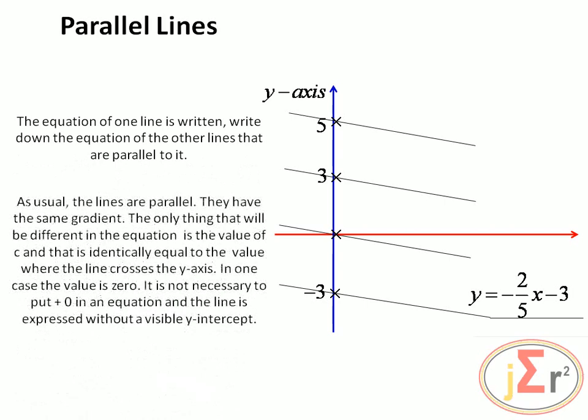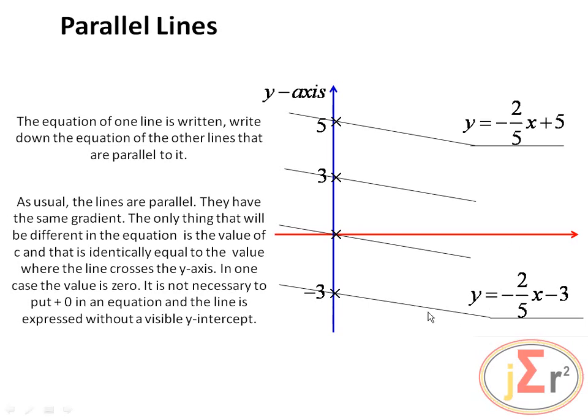As usual, the lines are parallel. They have the same gradient. The only thing that will be different in the equation is the value of c, and this is identically equal to the value where the line crosses the y-axis. In one case, the value is 0. It is not necessary to put positive 0 in an equation, and the line is expressed without a visible y-intercept.